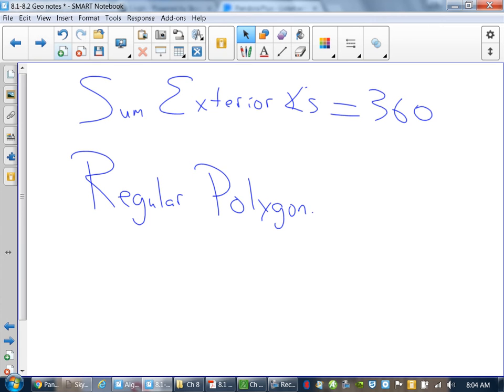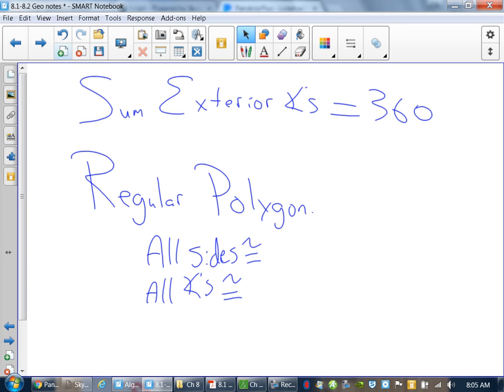Regular polygon just means all the sides and all the angles measure the same. Now, if you think about it, we've actually dealt with that before. Equilateral triangle. An equilateral triangle is a regular polygon. All the sides measure the same, and all the angles are the same.